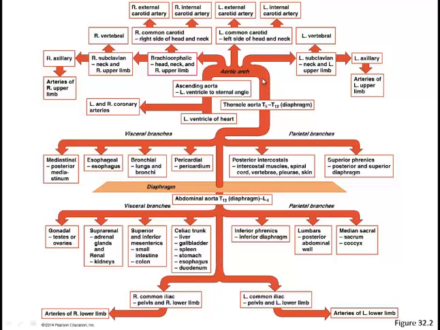And you see here all the branches off of the aorta. So if we go back to the arch, we see here the first vessel off of the arch of the aorta is the brachiocephalic trunk. Okay, you remember that again from when we talked about the anatomy of the arch of the aorta.